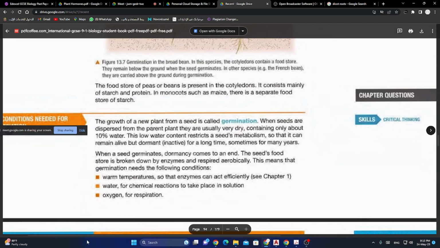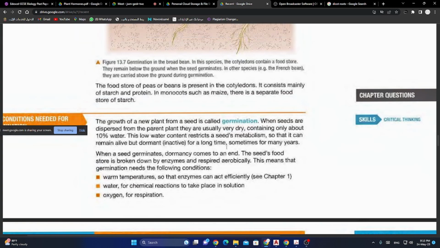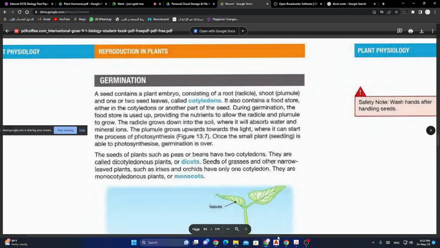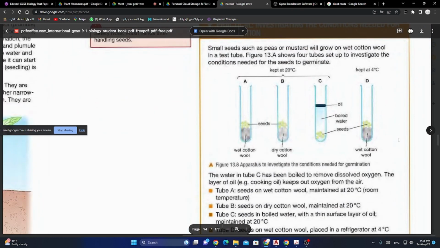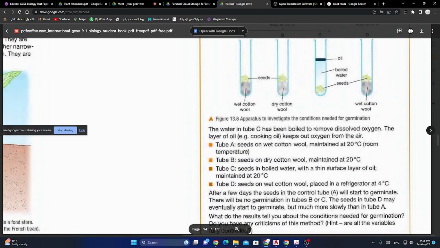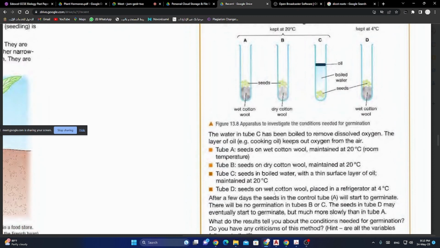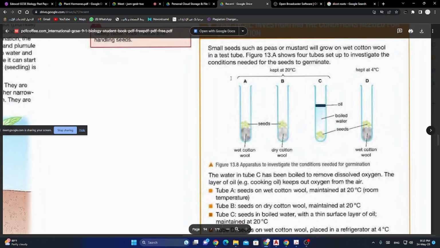Okay, so for now, you just need to remember the three most important things for germination. That is warm temperature, water, and oxygen. Here, this is just an experiment to show what we're talking about. Again, this is basically the exact same thing.